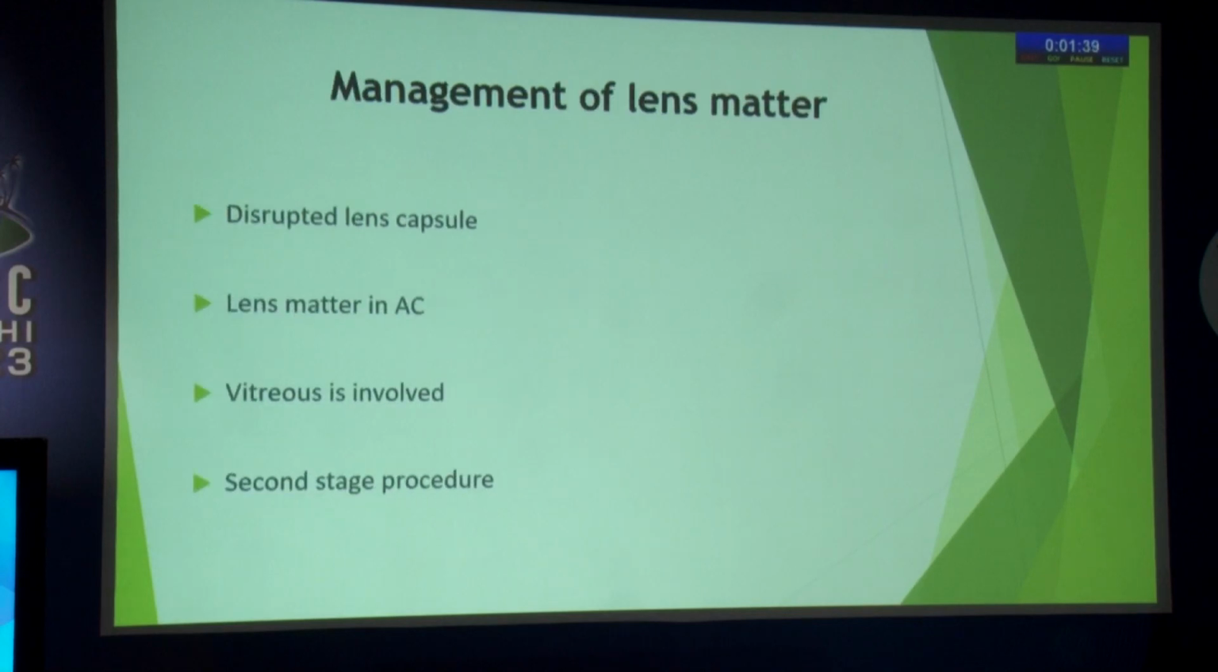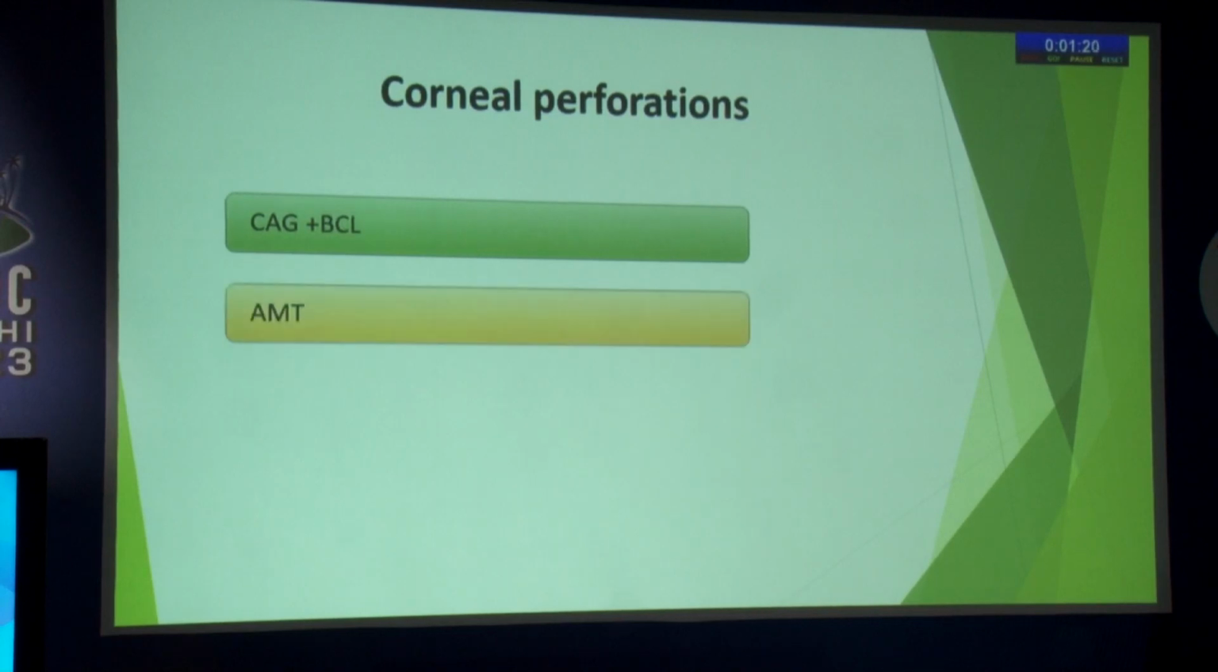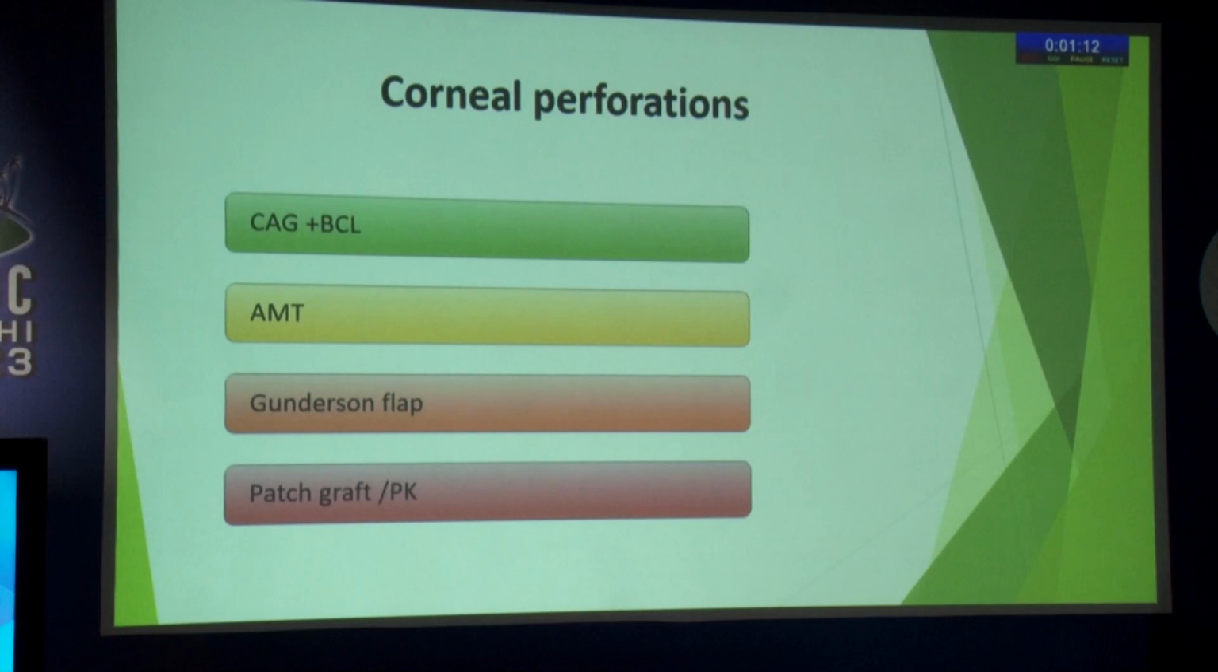Management of lens matter. In case of disrupted lens capsule, if you visibly see lens matter in the anterior chamber, or if vitreous is involved, that is when we have to go ahead and do lensectomy. In other cases, we should wait and plan for second stage procedure only. In case of corneal perforations, if it is a small perforation, we can apply cyanoacrylate glue with BCL, or amniotic membrane graft can be done. In case of limbal involvement, we can go ahead with Gunderson's flap and patch graft.